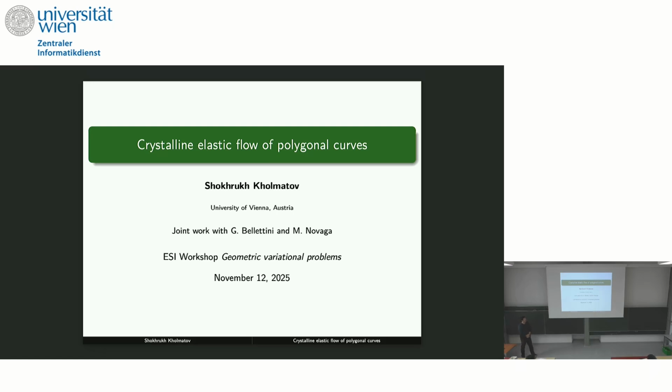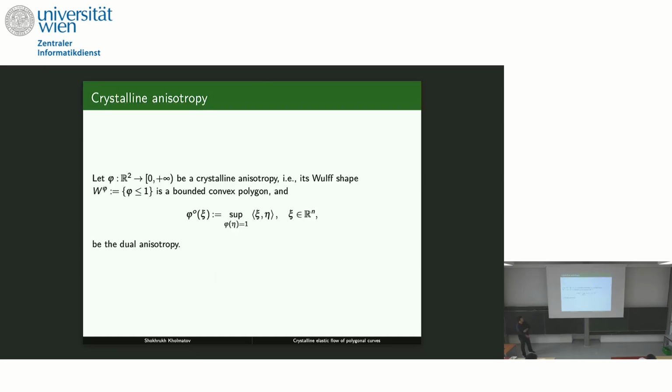Continuing today's discussions, I would like to go slightly further towards the anisotropic setting, namely crystalline elastic flow. In this setting, yesterday and the day before yesterday, we have seen very interesting talks related to anisotropic perimeter, anisotropic curvature, and so on. Today I would like to discuss a more extreme case where the anisotropy is not smooth, not elliptic. Basically, its Wulff shape, its unit ball, is polygonal.